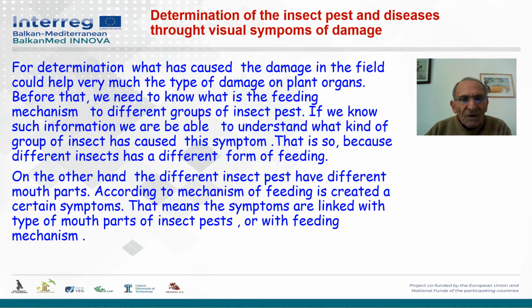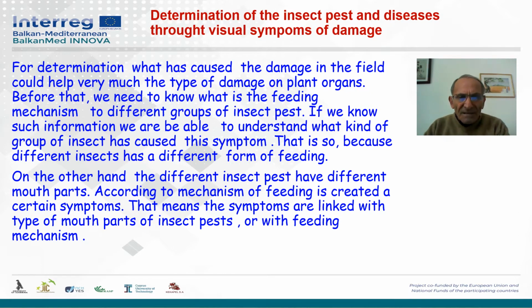For determining what has caused the damage in the field, the type of damage on the plant organs can help very much. Before that, we need to know the feeding mechanism of different groups of insect pests. If we know such information, we will be able to understand what group of insect has caused these symptoms. That is so because different insects have different forms of feeding.